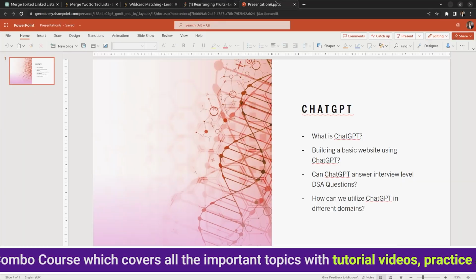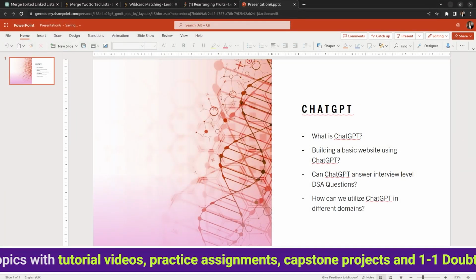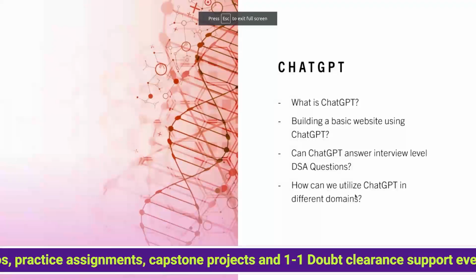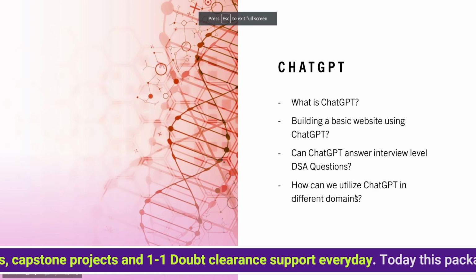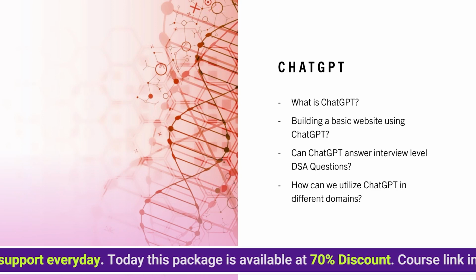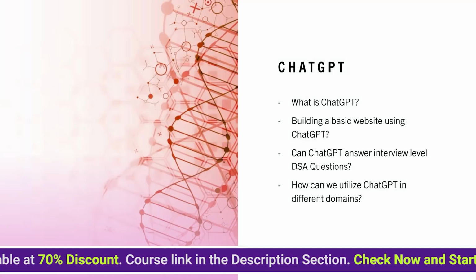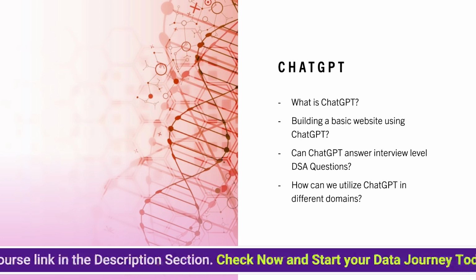Okay. Now the next and last thing that we want to explore is how we can utilize ChatGPT in different domains. We will primarily focus on three domains: marketing, programming, and content creation. So let us first explore how we can use ChatGPT in programming.